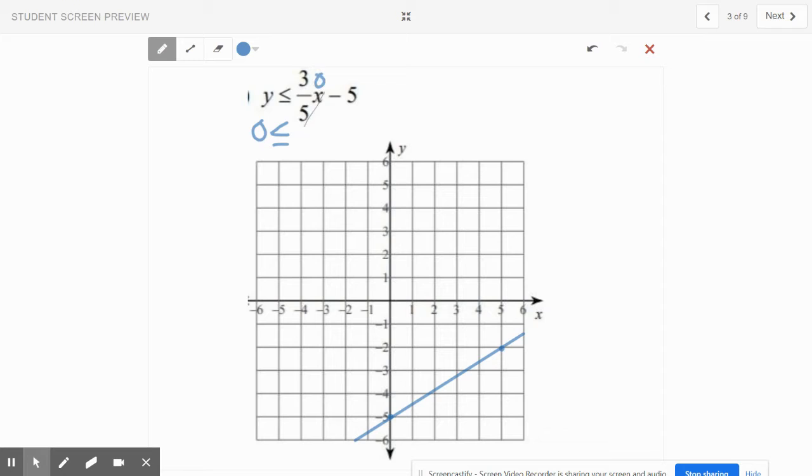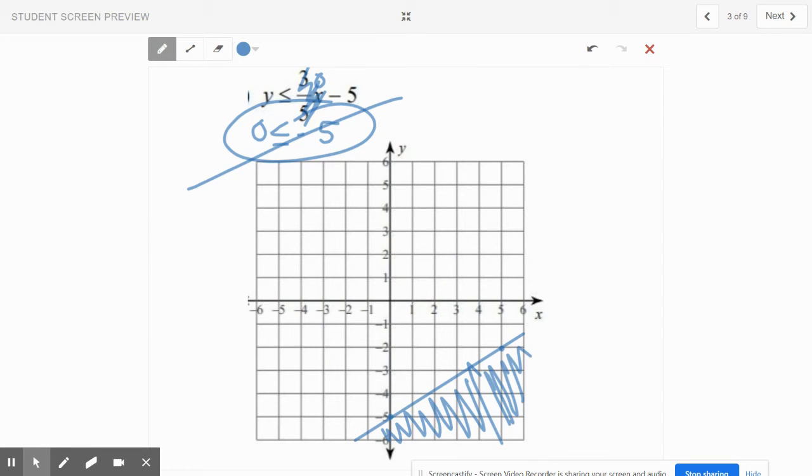If we plug in 0 here, it all goes away. Is 0 less than or equal to negative 5? 0 is not less than negative 5, so this is not true. This statement was not true. So we don't shade over the 0. We shade opposite. Okay?